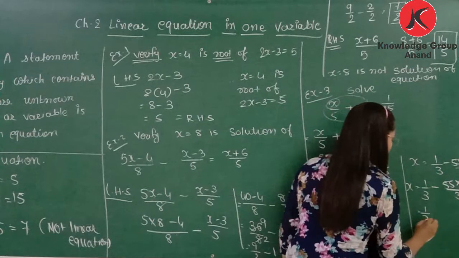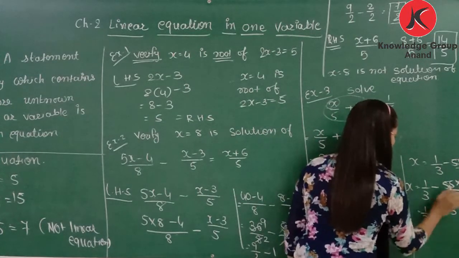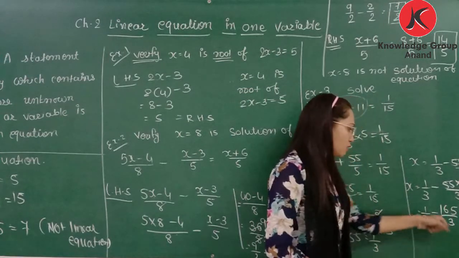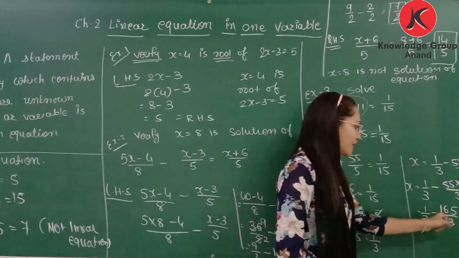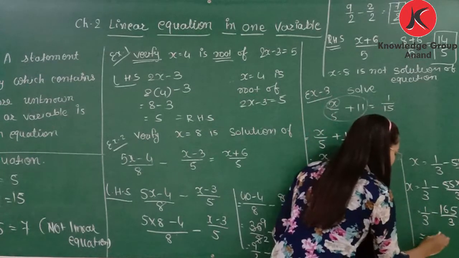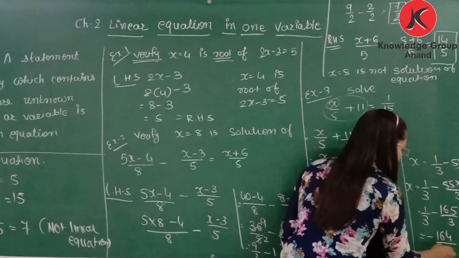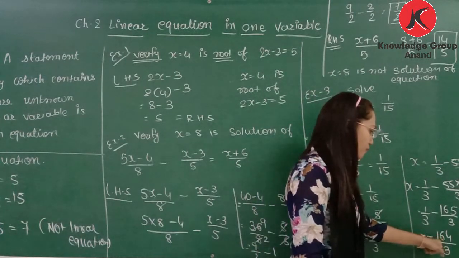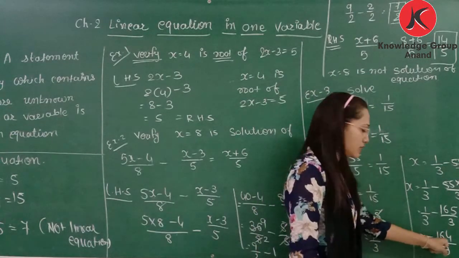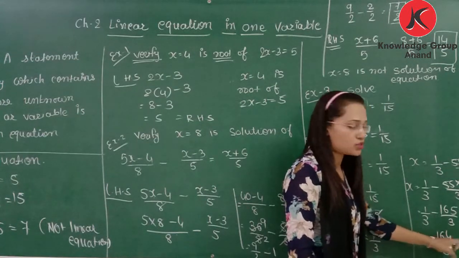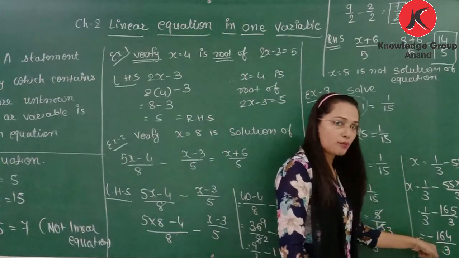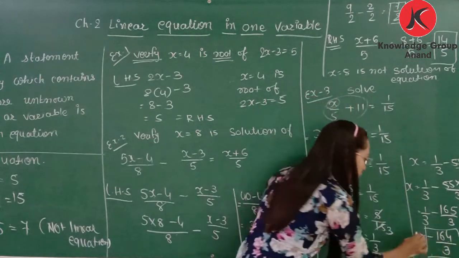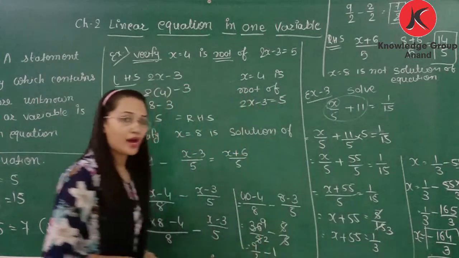So 1 by 10 minus 550 by 10. Now denominator is the same now, so you can subtract the numerator. 1 minus 550, that is minus 549 divided by 10. If there is a common factor, then you can cancel out, but here you can add the digits and check divisibility, and the number is not divisible, so this is our answer. Value of x is minus 549 by 10.